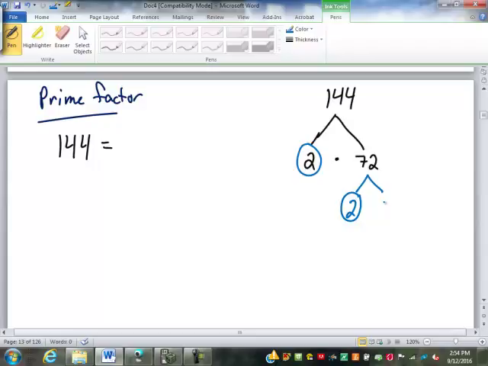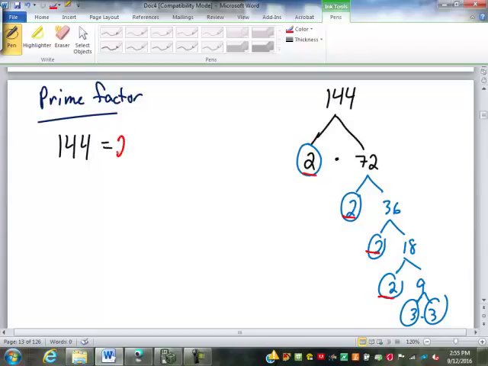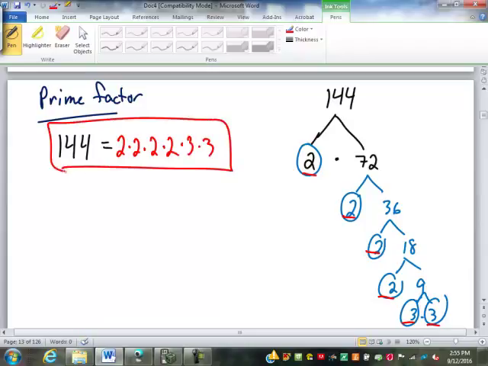Divide by 2, I get 36. 36 can be split up into 2 again, and 18. 18 into 2 times 9. 9 into 3 times 3. So I end up with 1, 2, 3, 4 2's. 2 times 2 times 2 times 2, and then 3 and 3, so times 3 times 3. That is the prime factoring of 144.